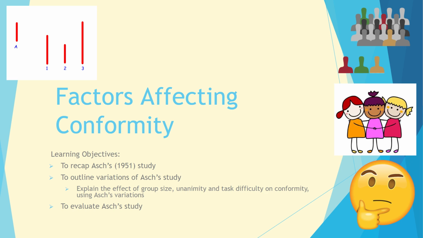Today's lesson is going to be about factors affecting conformity. First thing we need to do is to recap Asch's 1951 study, which we covered in the previous video. We're then going to outline 3 variations of Asch's study with reference to group size, unanimity, and task difficulty, and the effects of these 3 variations on conformity. We're also going to evaluate Asch's study, which we started to do last lesson, but I'm going to give you a lot more information on the evaluation here, more than you could possibly need, but it's good practice for research methods.